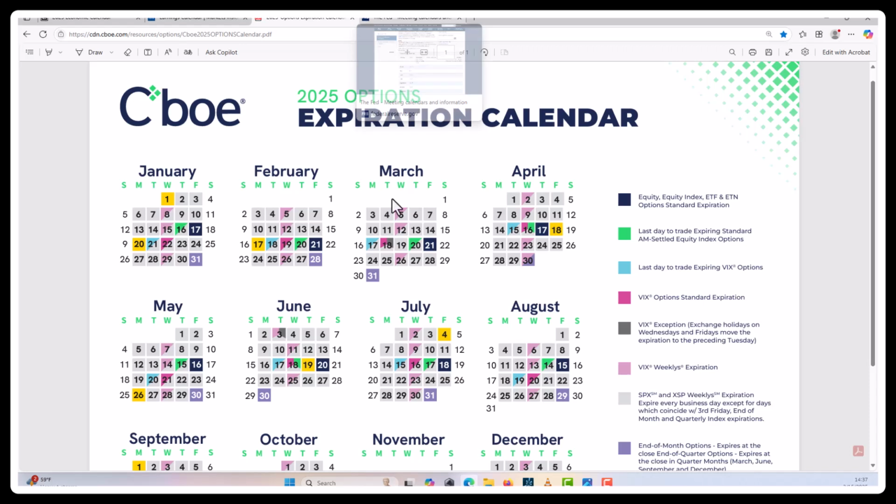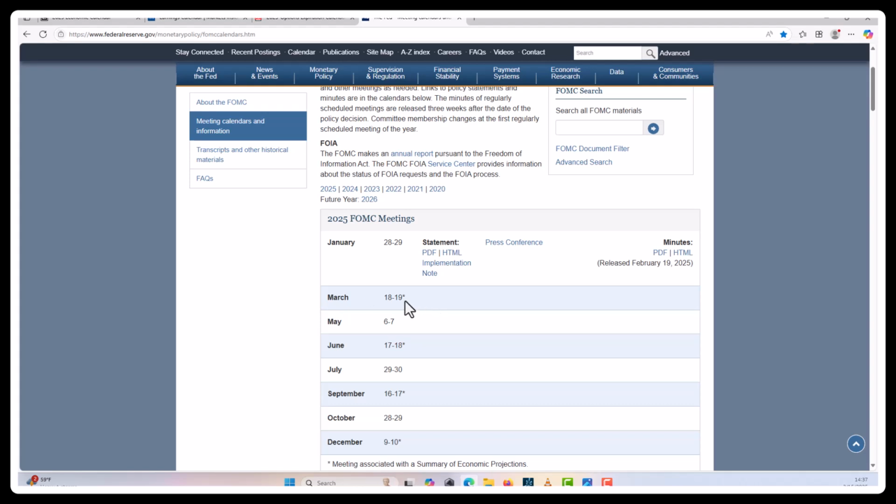Next week we're going to see the FOMC on the 18th and 19th of March right here. So FOMC right there. All right, now we go into the chart.